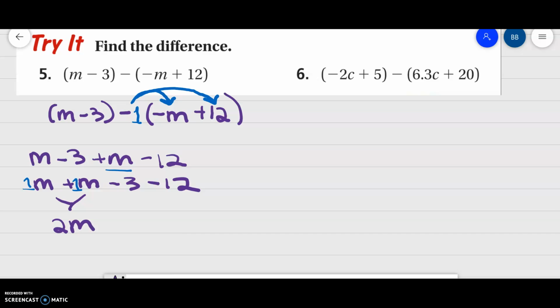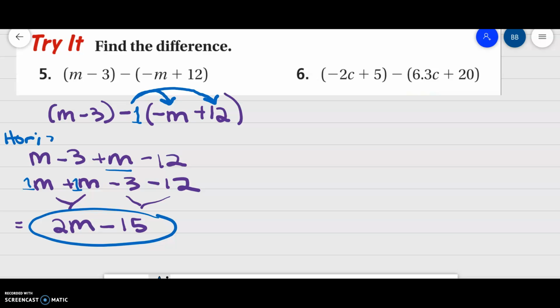And then we have negative 3 minus 12, which is negative 15. And we just write that by writing minus 15. So for our first try it problem number 5, that gets simplified into 2m minus 15. So that was the horizontal method. We can do this with the vertical method too, which I will show you.